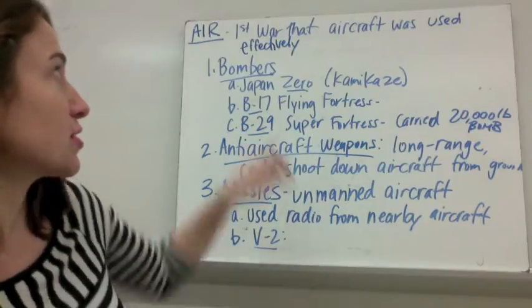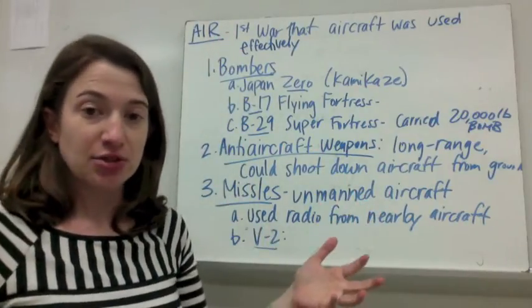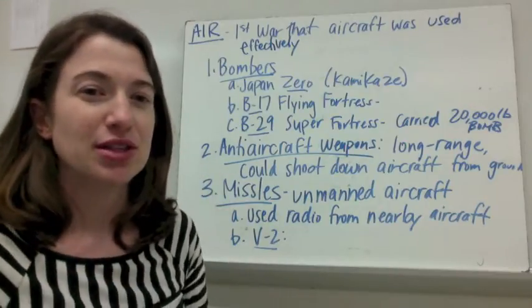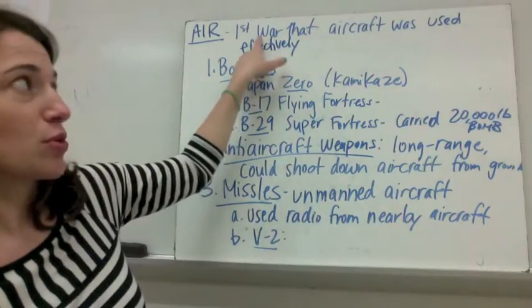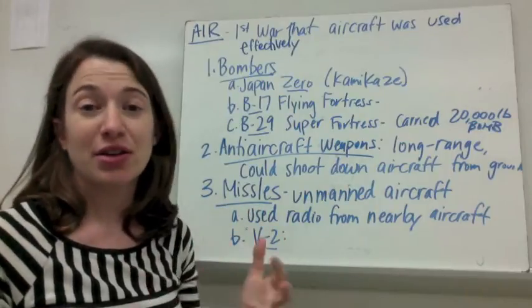Okay, so we're first going to start with air weapons. That means anything that goes into the air, anything that flies through the air. You'll see some of these cross over, but these happened in the air, essentially. This is actually the first war that aircraft was used effectively. And when I say effectively, it was very destructive.